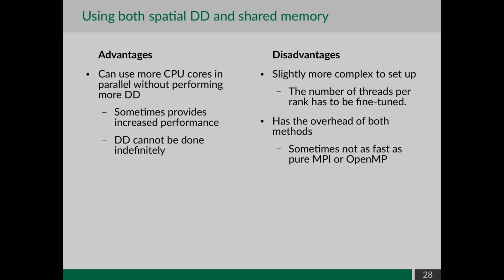First, it's more complex to set up. You need to fine-tune also the number of threads per MPI rank. And of course, it has the overhead of both methods. You have both the overhead of using MPI and the overhead of using OpenMP. So sometimes it's not as fast as using only pure MPI or pure OpenMP.